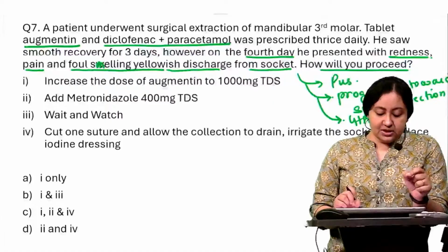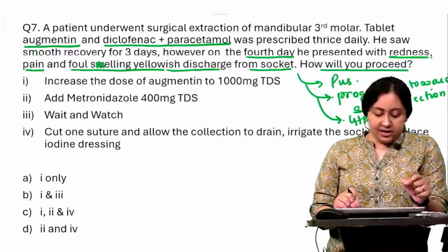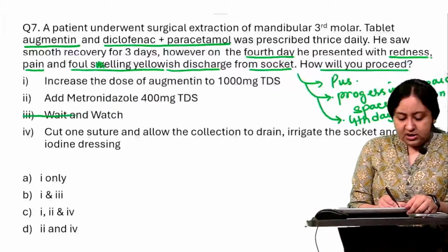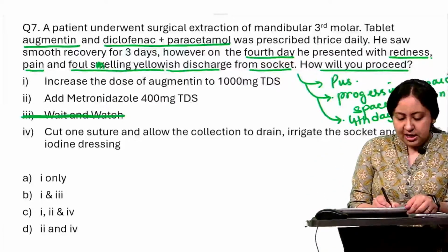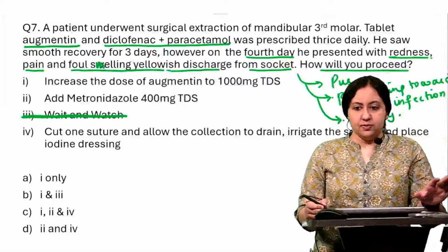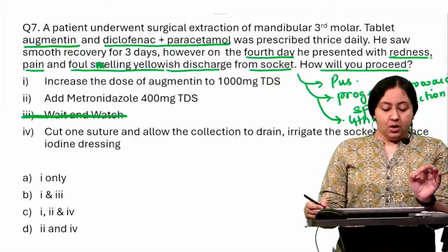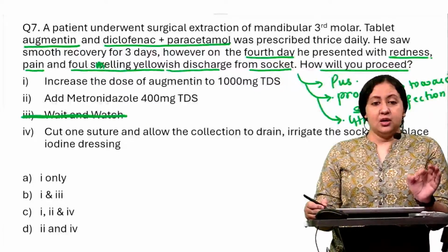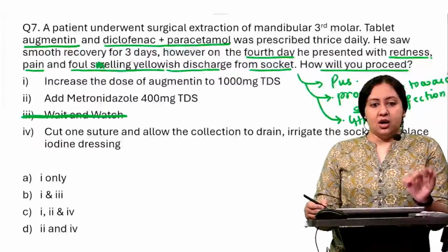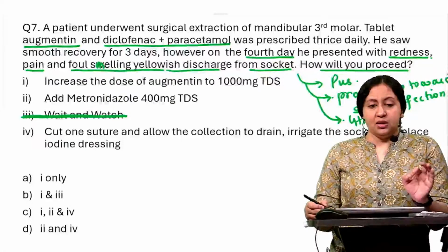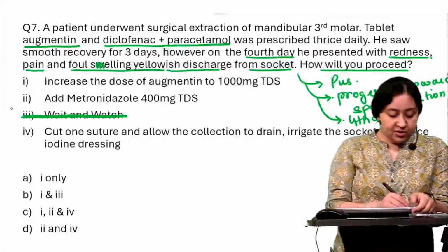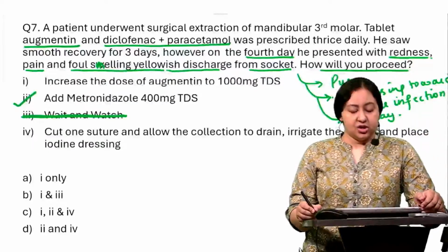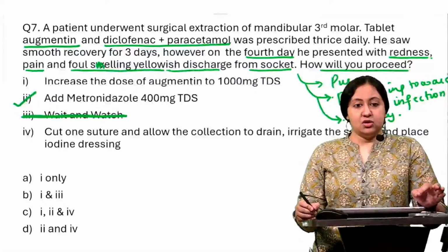It says cut one suture and allow the collection to drain, irrigate the socket and place iodine dressing. Now, wait and watch is definitely not the option. There is a collection, so you are not going to wait and watch. What is missing in the medications that you have given is your anaerobic coverage. So first of all, you will add Augmentin. Metronidazole. You will add metronidazole.